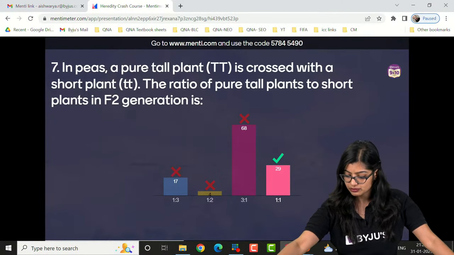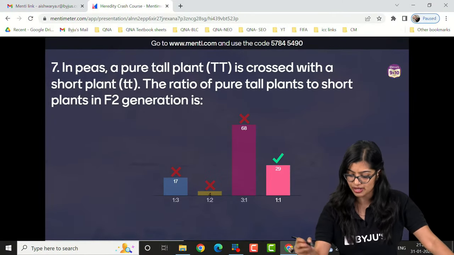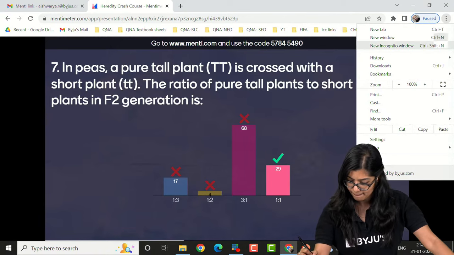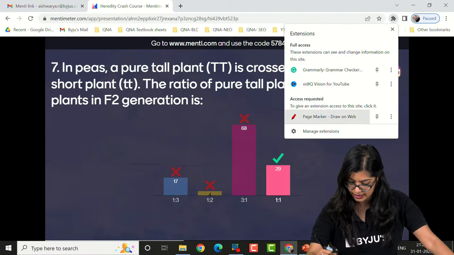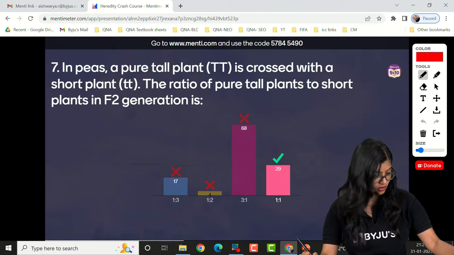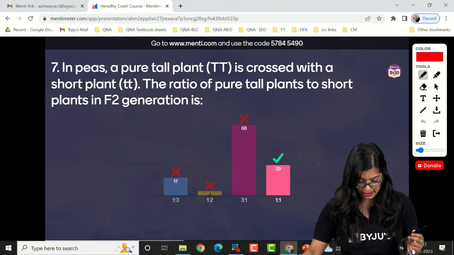Okay, 1 minute. Do we have just 1 minute, Vishnu? Let it be in this way. Okay, so let me just make this full screen now.